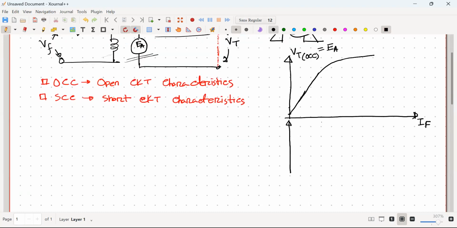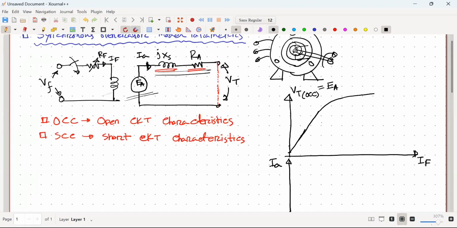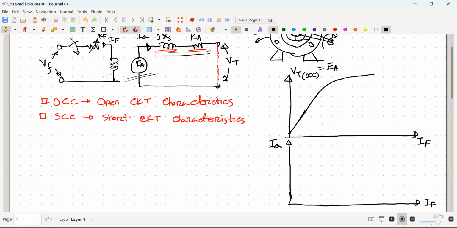We'll take the same curve, that is also IF versus this IA. Now previously, why didn't I take IA? Because at open circuit, IA will be 0. Here, why am I taking IA? Because under short circuit condition, the terminal voltage will be 0. As these two parts are shorted, the terminal voltage will be 0 because both the sides are shorted. Now we are going to take the value IA versus IF.